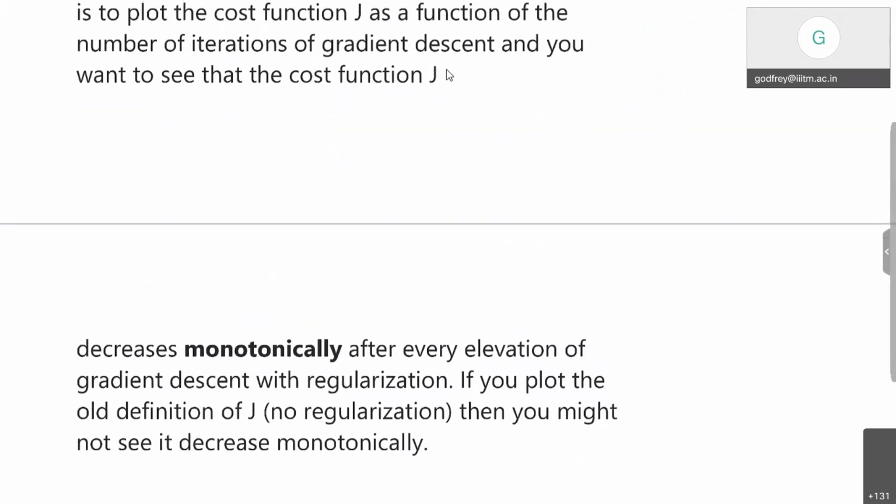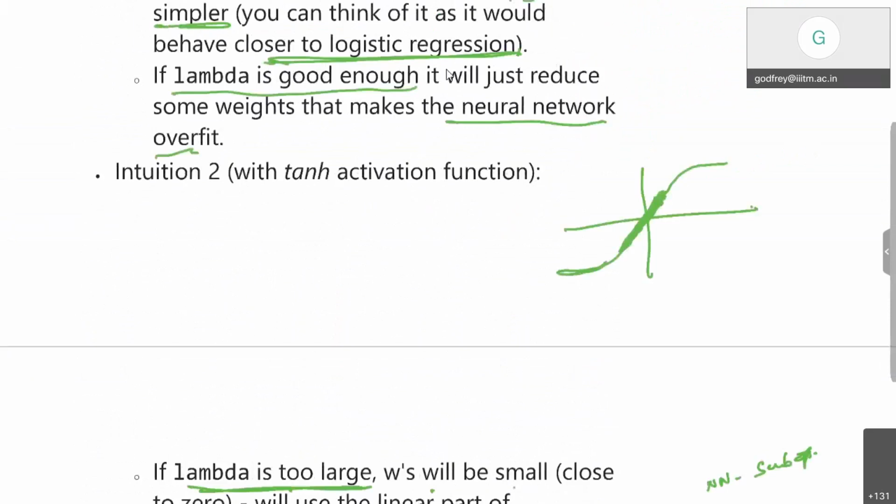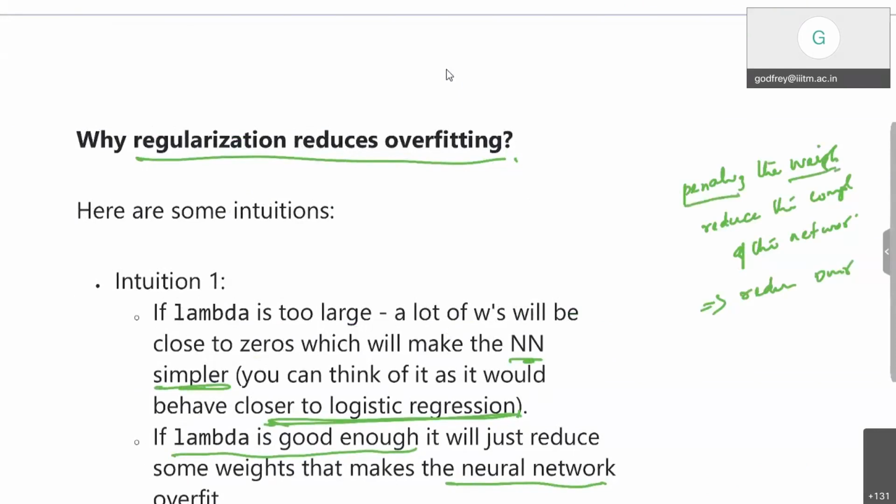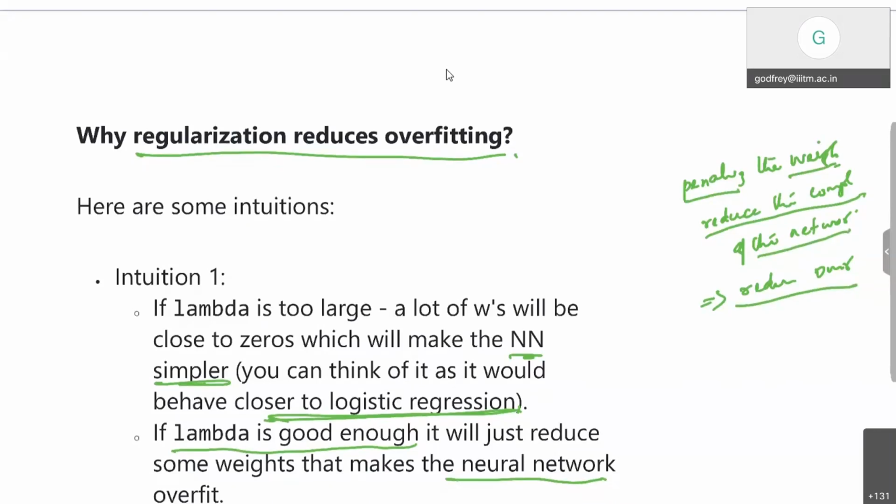So we see that regularization, by virtue of analyzing the weights, is trying to reduce the complexity. So this way it tries to reduce the complexity by penalizing the weights.